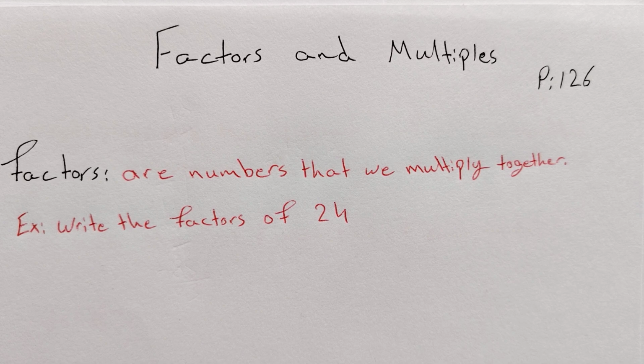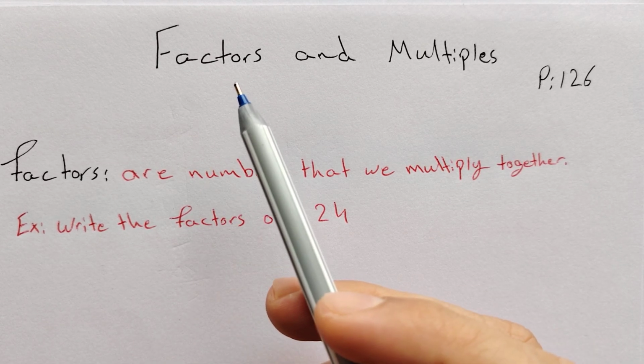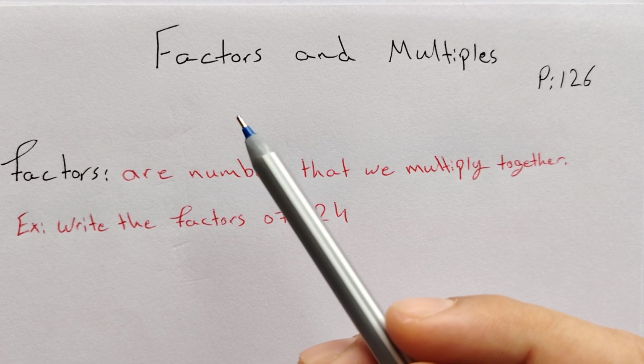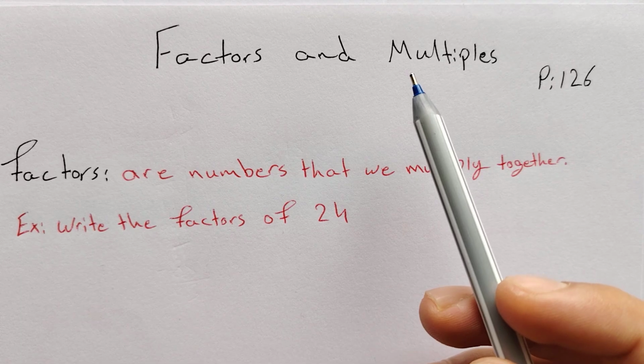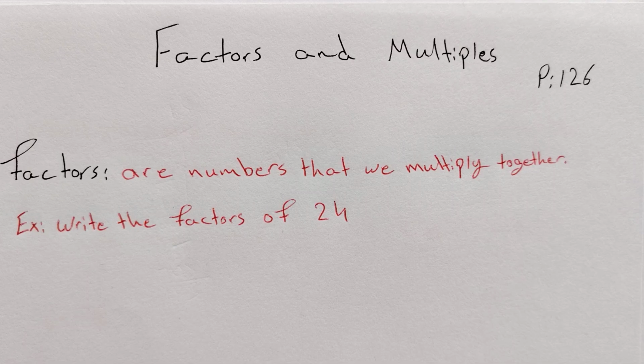In this video, we're going to talk about factors and multiples. Now, there's a difference between them that we shouldn't mix up. Factors are numbers that we are multiplying together to get a number, to get a product, and multiples are a skip count of a number. So they are different. We will talk about that more.